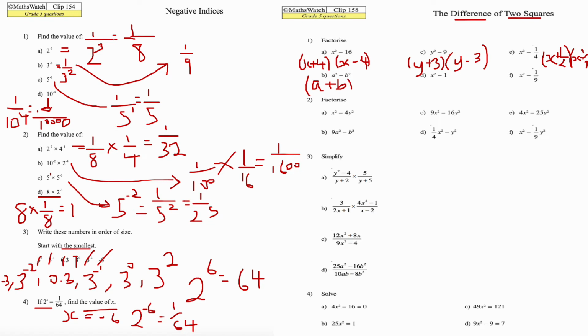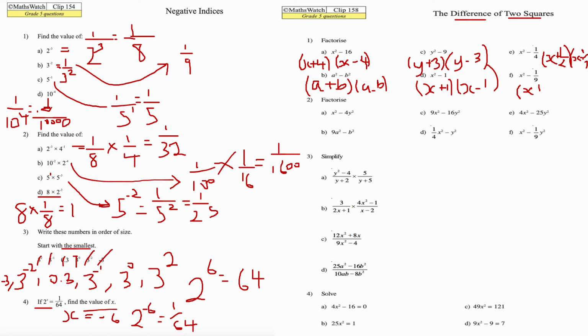Okay. For part D, we're going to have x plus 1 times x minus 1. Okay. This one we're going to have x plus a third times x minus a third.